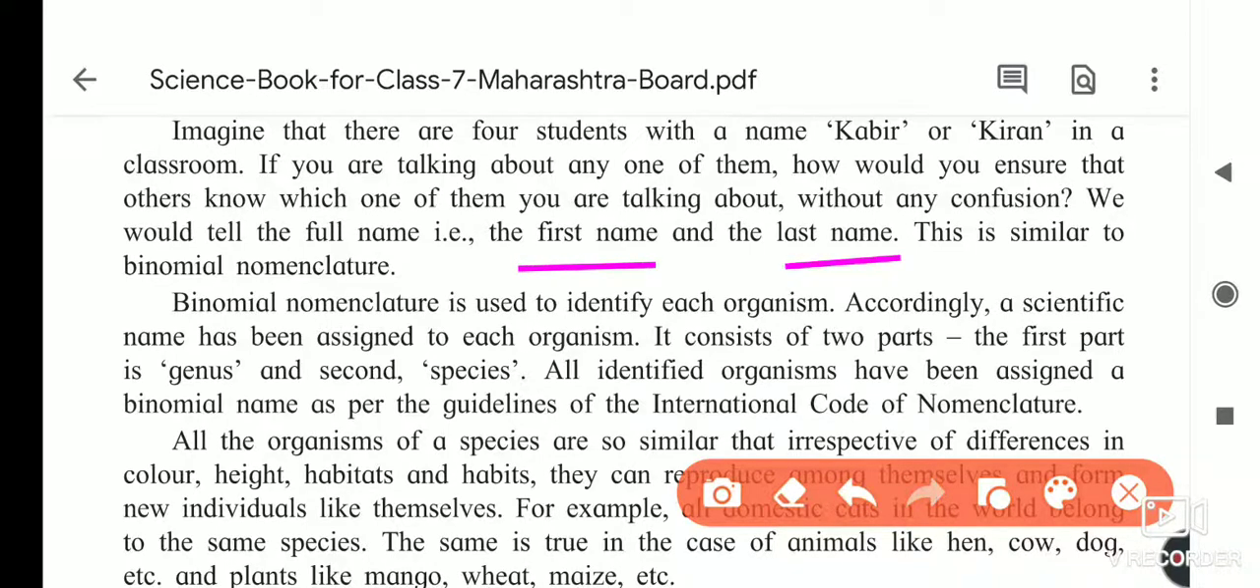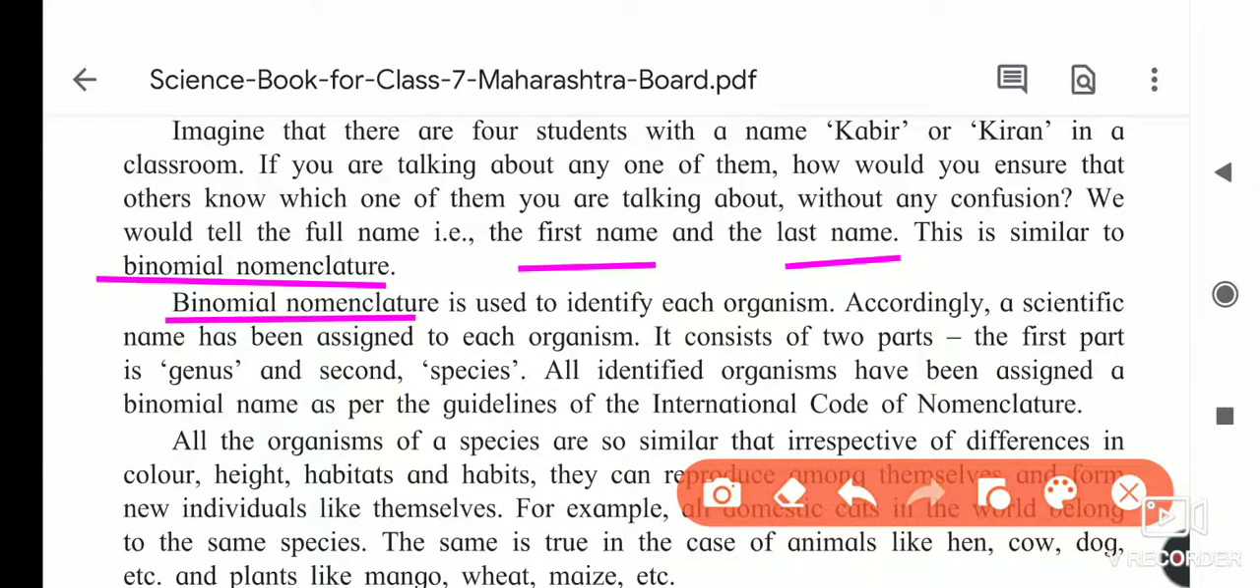So this is similar to the binomial nomenclature. Understood all of you? Binomial means Pranav Karmare, Pranav Patil, Pranav Fadtare. Pranav is the same, but Fadtare, Karmare and Patil are different names, and we understand whom I want to speak with. That is binomial. Here we are using two names, and the same way we have to use two names for binomial nomenclature also.